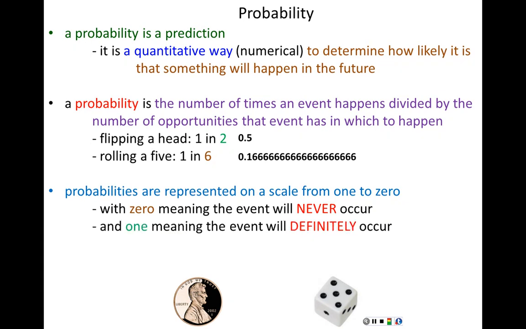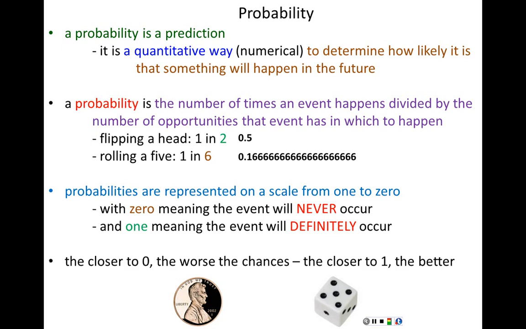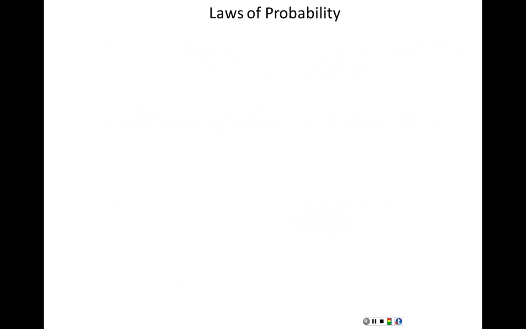And then on the other side of the scale, a probability of 1 means that the event will definitely occur. I hate to be morbid or morose, but it's true. What's the probability I'm going to die someday, at some point in this life? It's 1. I'm going to die. The closer to 0 we are on that range, the worse the chances are, in other words, the less likely the event will happen. And the closer to 1 on that scale, the better the chances are, or the more likely that thing will happen. So I'm sure all of you are familiar with that, but that's the basis of probability.